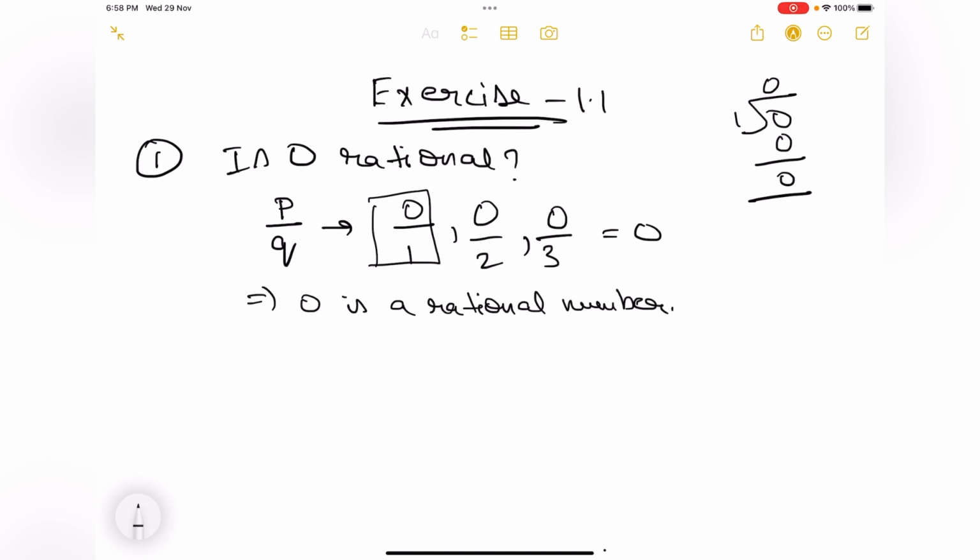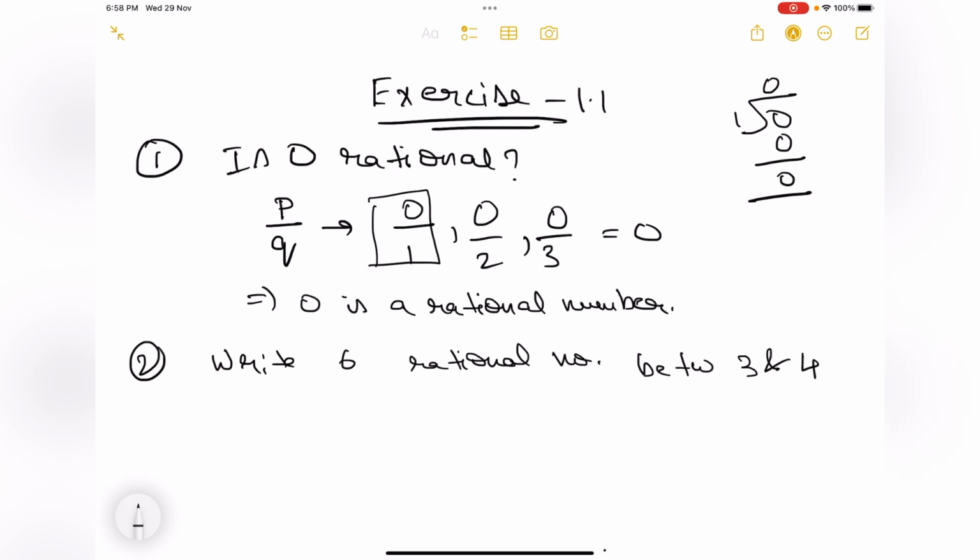Now moving on, second question. In the second question, we are going to write any 6 rational numbers between 3 and 4. What does that mean? We need rational numbers that are there between 3 and 4 on the number line. So any rational number in between.